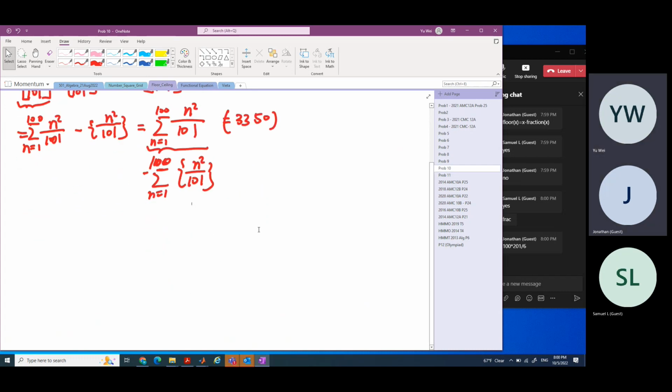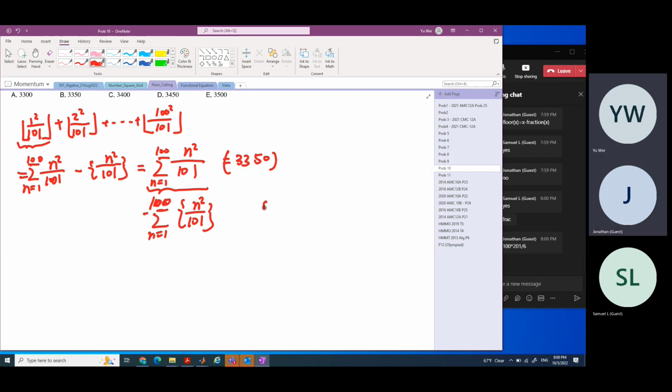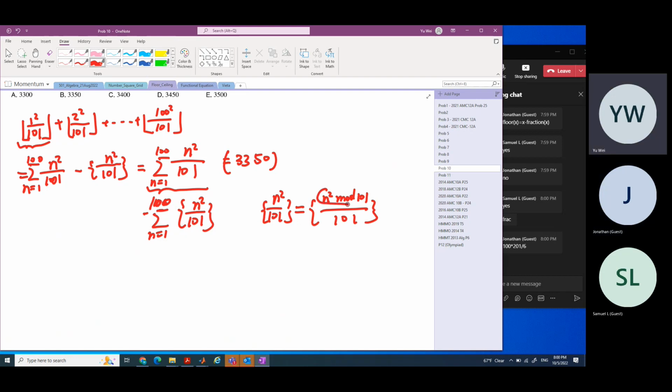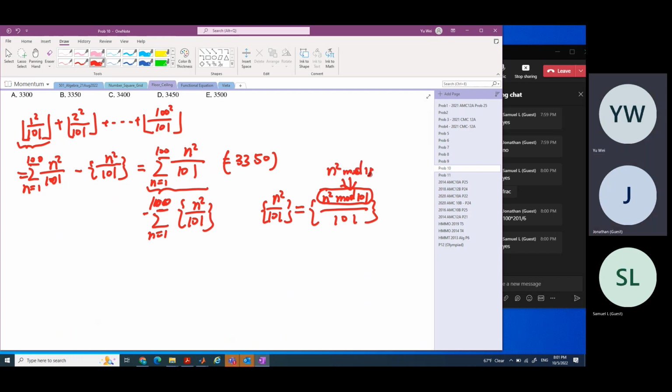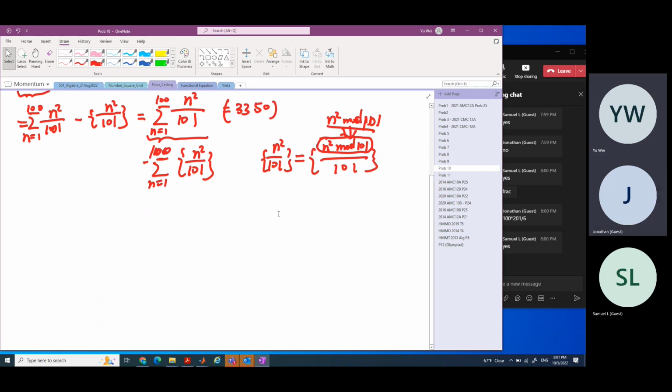So I ask you guys a question, okay? For every number here, basically it is n square over 101. Does this equal n square mod 101 over 101? So basically, once we figure out the n square mod 101 pattern, we solve the problem. Now how do we find this pattern, right?